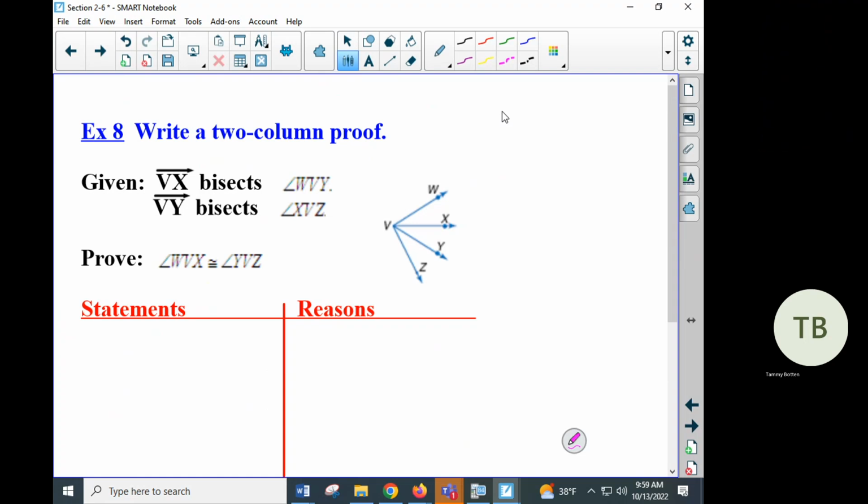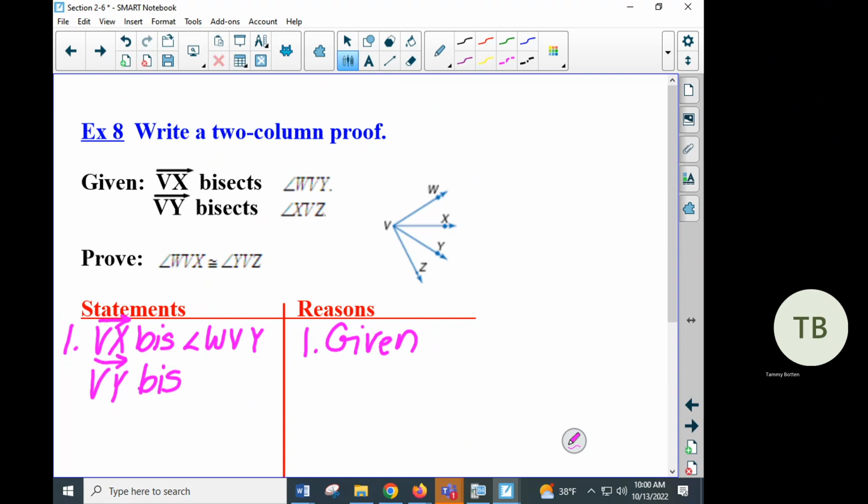So let's go ahead and write the givens down. So ray BX bisects, you can use BIS for bisects, angle WBY and BY bisects angle XBZ.